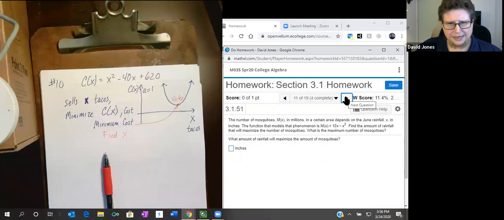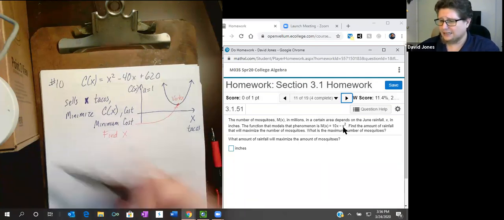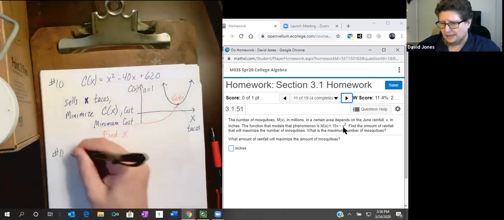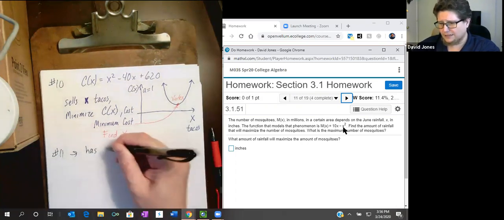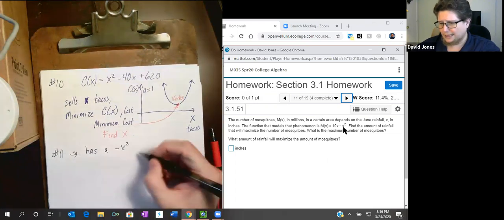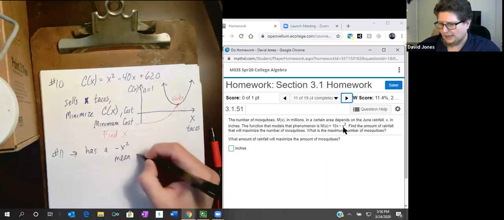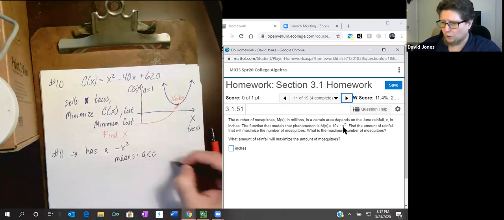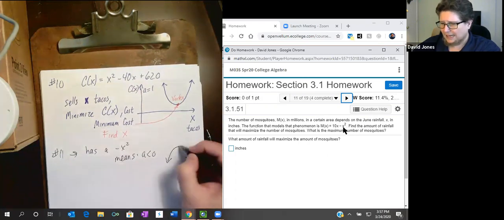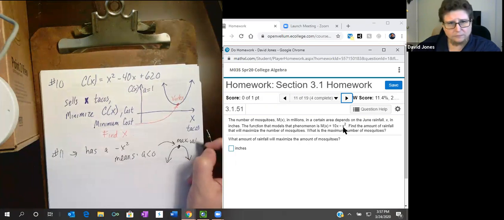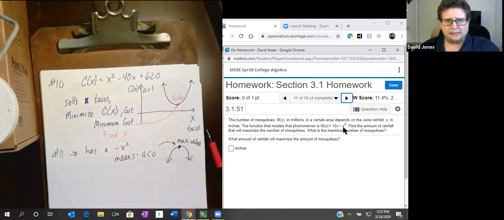Similar thing going on here. Number 11 has a negative x squared, which means a is less than 0 and it opens down. It now has a maximum value. So they're asking you to find the amount of range that maximizes it. You're looking for the vertex again.